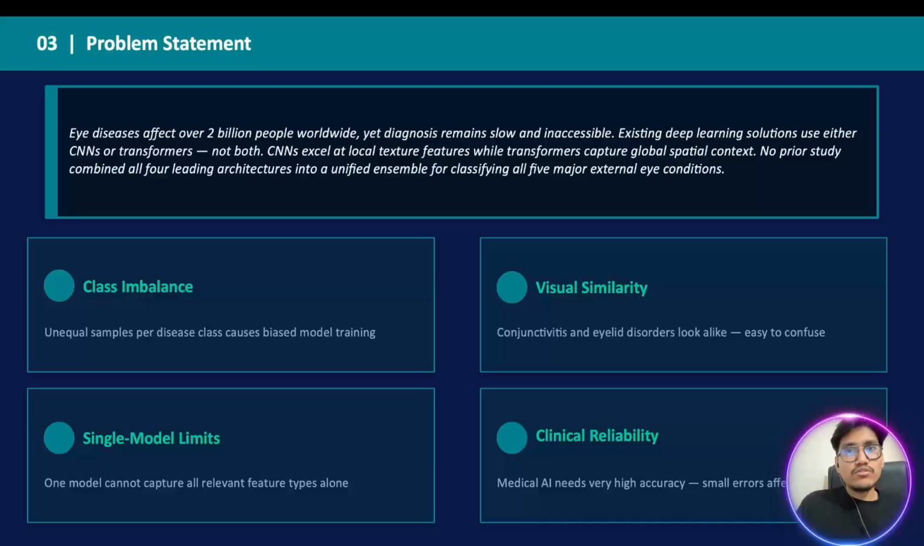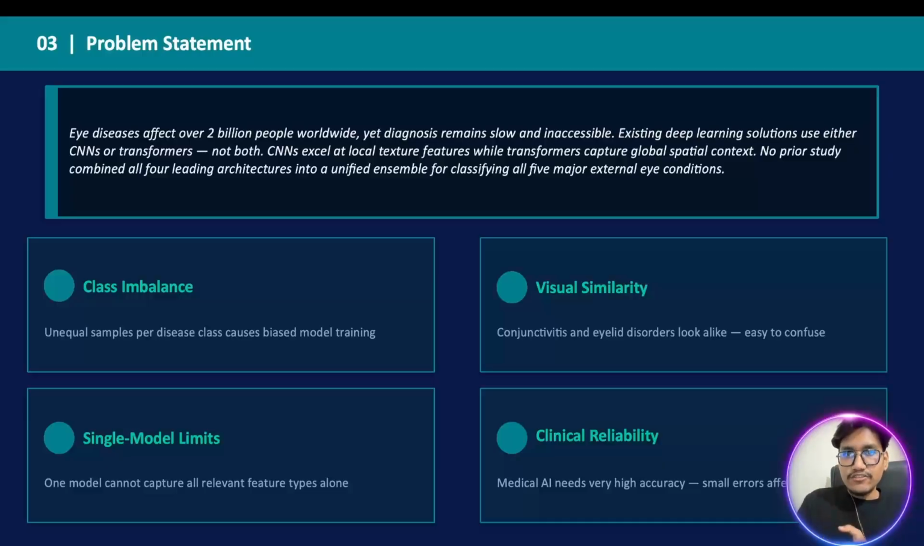Single model limitations. Any single model, no matter how powerful, can only extract features in the way it was architecturally designed to. A CNN captures local patterns but misses the big picture. A transformer captures the big picture but may miss subtle local texture. Using just one model means you are only getting half the information. That's why this paper uses both. And then clinical reliability.